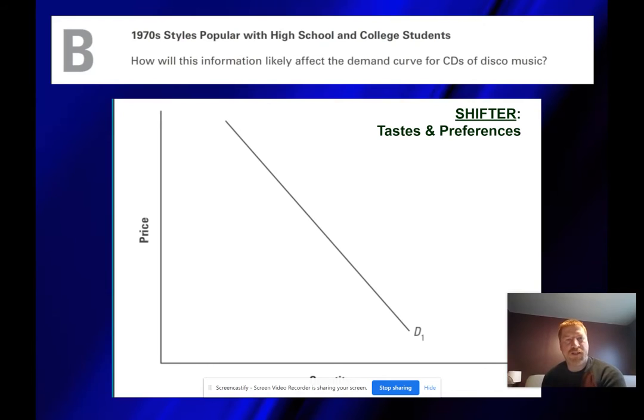So that's how you know if it shifts the curve or not. Letter B says 1970s styles popular with high school and college students. How will that affect the demand for disco music? So would you want to buy more of it or less of it if it becomes popular? If it becomes popular, you're going to buy more of it. So that'd be an increase in demand and shifts to the right. And then think about which shifter it would be, then that would be taste and preferences. So if it's an advertisement or something's popular or trendy, that would be taste.